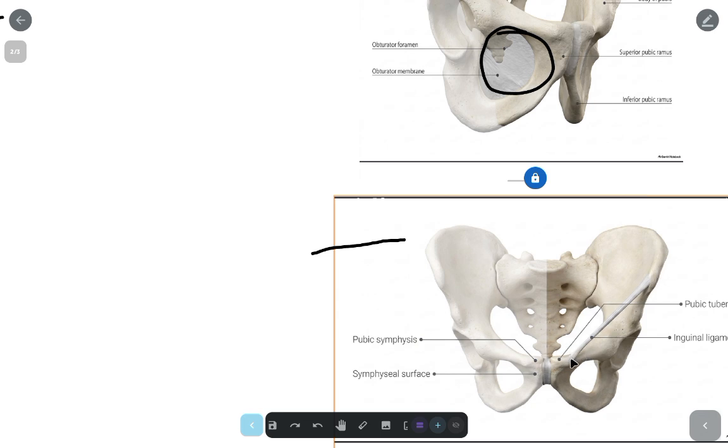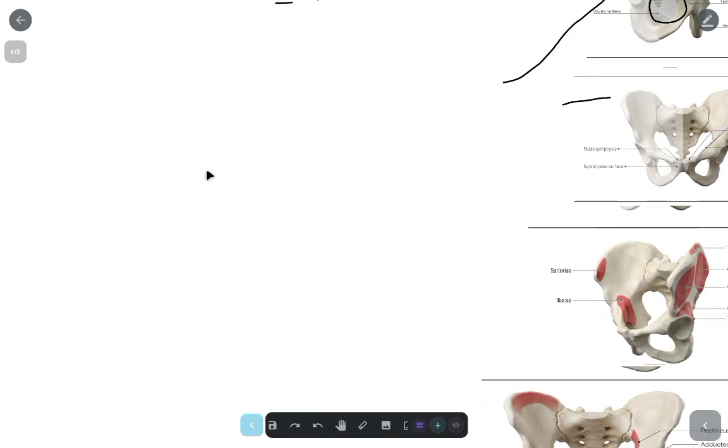Now this ligament you are seeing here is the inguinal ligament, and the inguinal ligament originates from the what? From the anterior superior iliac spine and inserts at the pubic tubercle. Let's discuss those muscles that are found in the ilium.